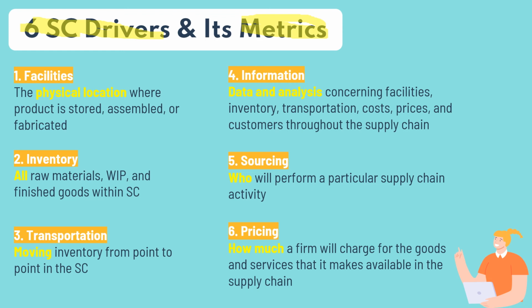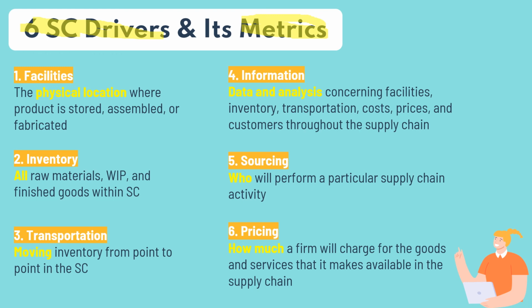And the third driver is transportation, which is moving inventory from one point to another point in the supply chain. One of its metrics is the average incoming shipment size, which measures the average number of units or dollars in each incoming shipment at a facility. And the fourth driver is information, which is data and analysis concerning facilities, inventory, transportation, cost, prices, and customers throughout the supply chain. One of its metrics is the forecast error, which measures the difference between the forecast and the actual demand.